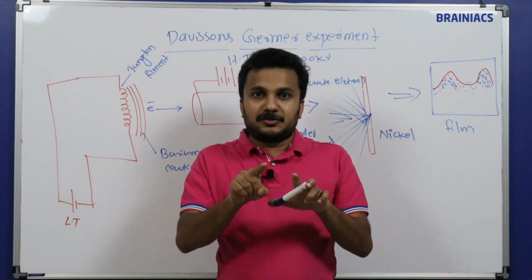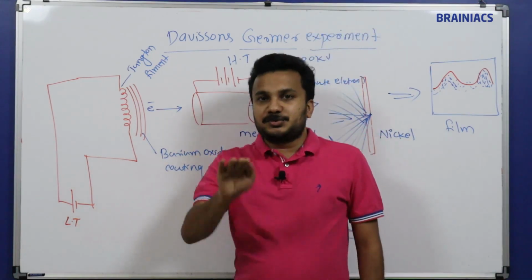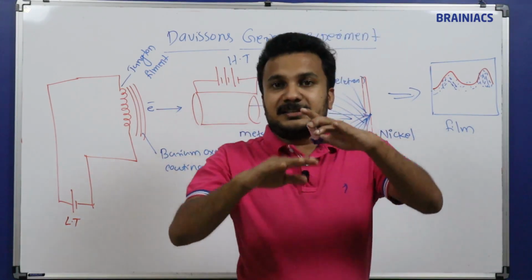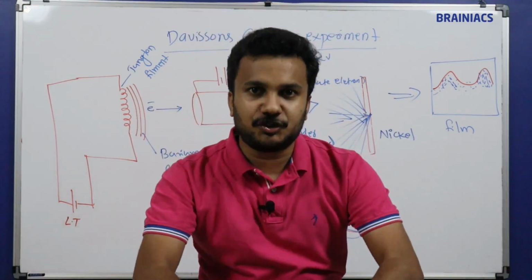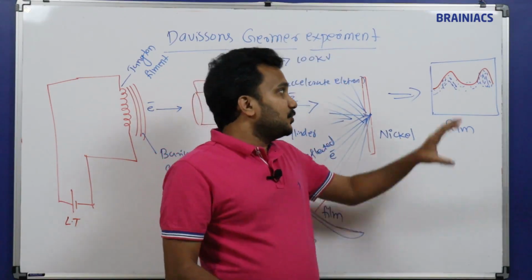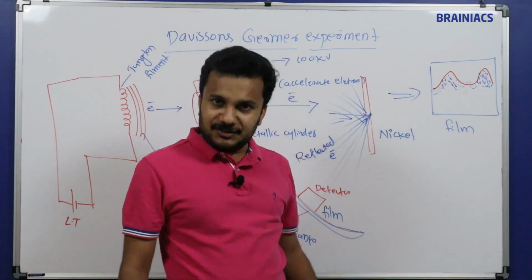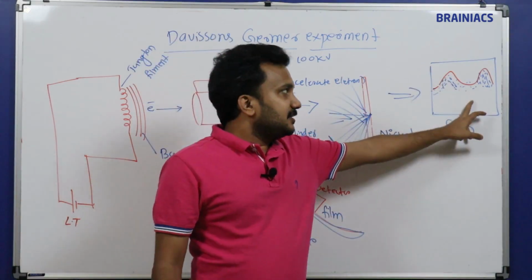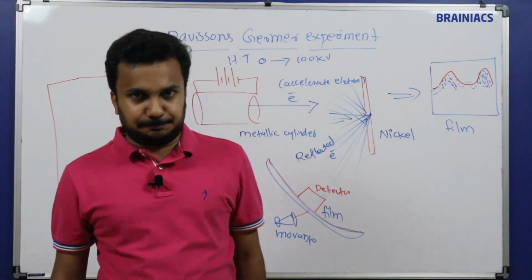Constructive means one electron will have one wavelength, so it is moving. Another electron will also have another wavelength. If both crests are joining, then we get a peak. If both troughs are joining, then we get a downside. So what he told is, I can see on the screen a kind of wave nature, a constructive and a destructive and a constructive interference kind of pattern.